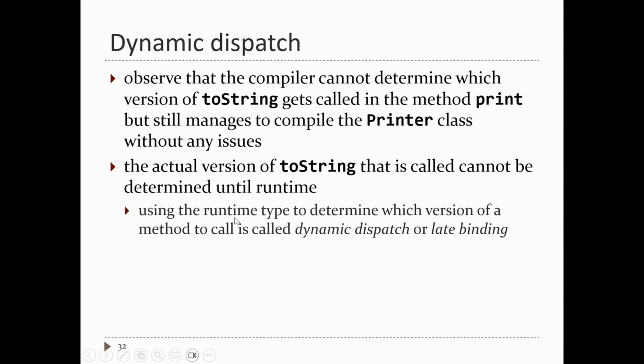So using the runtime type to determine which version of a method to call is called dynamic dispatch or late binding. Dynamic indicates that it happens at runtime. Dispatch is a word that means which version of the method should I call. Binding is a different word that means the same thing. Late means after compilation, so at runtime. If it was early binding, that would happen at compile time. Dynamic dispatch: which version of the method should be called at runtime. So after you've compiled your program and now you run it, which version of toString gets called. All that logic happens when you run the program.